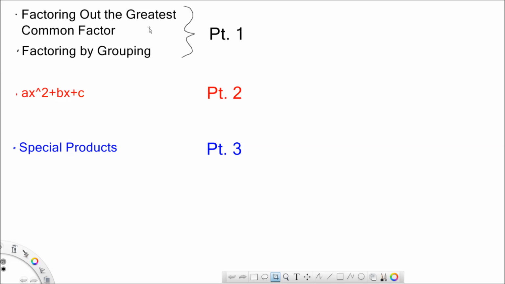Hey guys, this is part 3 of the factoring video. So in this video we're going to be looking at special products. We had two parts before this where we looked at factoring out the greatest common factor and factoring by grouping in part 1, and also factoring quadratics in part 2. So make sure you check those out if you're not comfortable with those methods yet. And in this video we're going to look at factoring some special products.